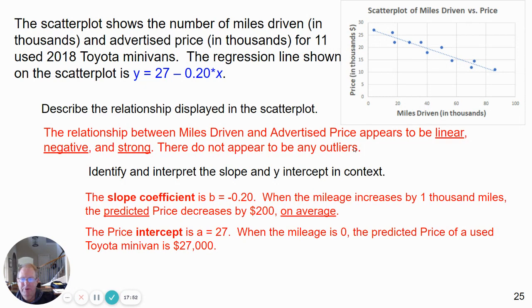How about the y-intercept? The price intercept is a equals 27. That comes from my equation. When the mileage is 0, the predicted price of a used Toyota minivan is $27,000. And whenever you are asked to interpret the y-intercept, ask yourself, is this interpretation of the intercept statistically meaningful? In this case, I do have data points that look pretty close to 0, so it does make sense to talk about this as being the predicted price when mileage is 0.